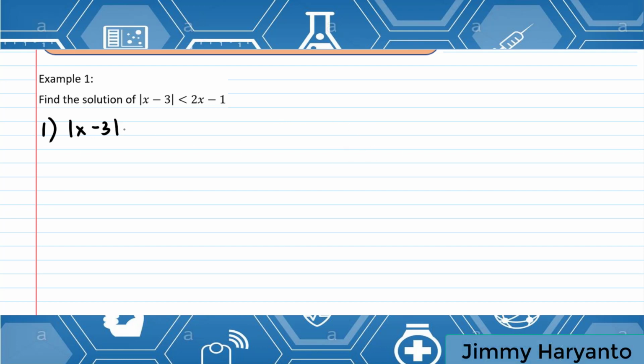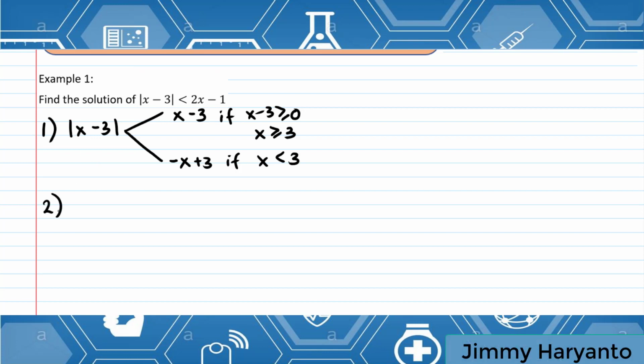For step 1, we have the absolute value of x minus 3. Only one absolute value, so I can separate this one into 2. The first is x minus 3 if x minus 3 is greater than or equal to 0, so I will write x greater than or equal to 3. The second one is negative x plus 3, multiplying by negative, if x is less than 3. The opposite sign from the above. Because there is no more absolute function, we can skip the first step and go to the second step.